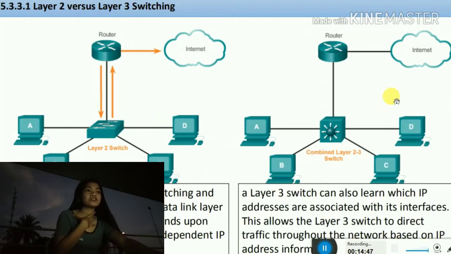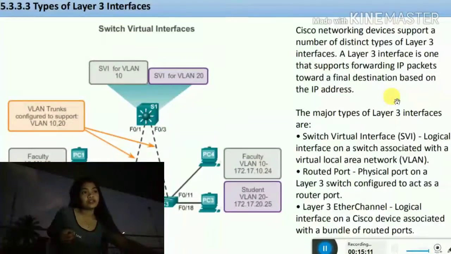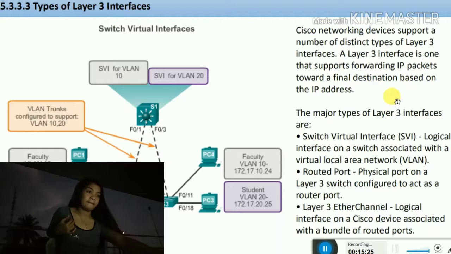Cisco networking devices support a number of distinct types of layer 3 interfaces. A layer 3 interface is one that supports forwarding IP packets toward the final destination. The switch virtual interface is a logical interface on a switch associated with a virtual local area network. A switch port can be configured as a layer 3 routed port to behave like a regular router interface. Configure routed ports by putting the interface into layer 3 mode with the no switchport interface configuration command, then assign an IP address to the port. That's it.